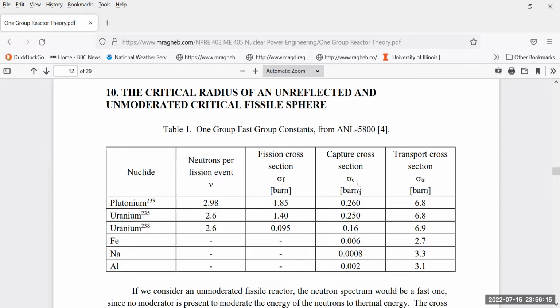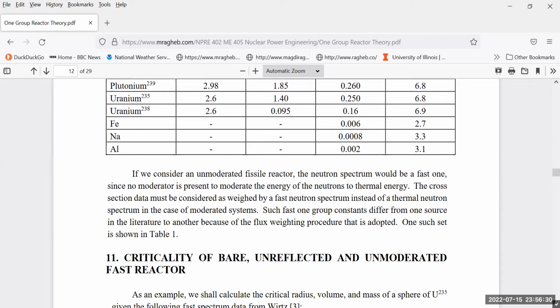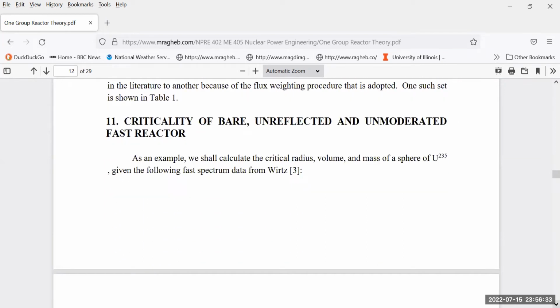The capture cross-section is sigma sub c. The unit, as you remember, is the barn, 10 to the minus 24 centimeters squared. And we also get the value of the transport cross-section to use in our calculations of the diffusion coefficient. And we are ready to solve the problem to determine the critical radius, the critical volume, and the critical mass for a simple reactor system.